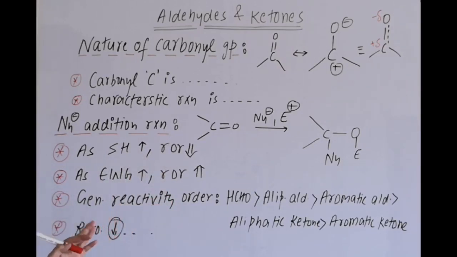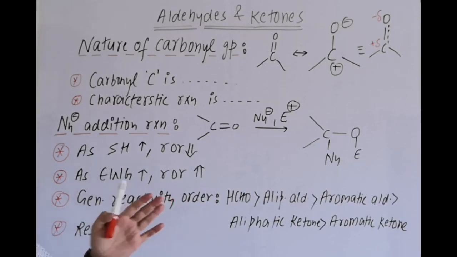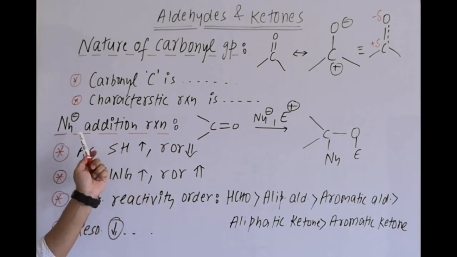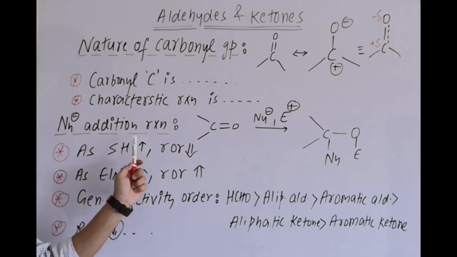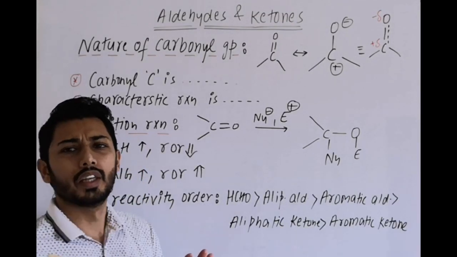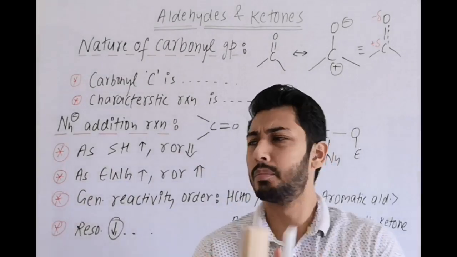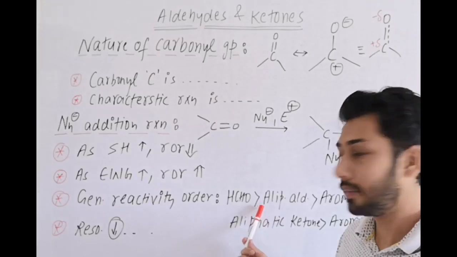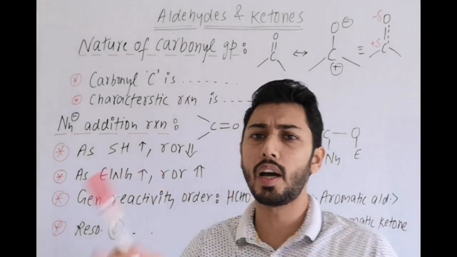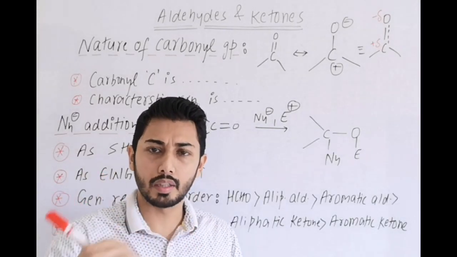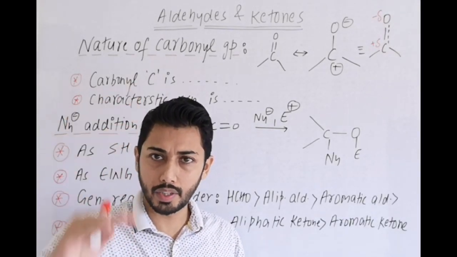Then the general reactivity order. This will be very useful if a direct question comes. Among the options you are given, aldehydes, ketones, this general reactivity order is very useful. This reactivity order is towards nucleophilic addition reactions. Among them the fastest is formaldehyde because there is very little crowding, both sides H groups are present, right? Then aliphatic aldehydes, where one R group is there. R group means an electron releasing part is there. As the electron releasing part increases, the rate of reaction decreases.